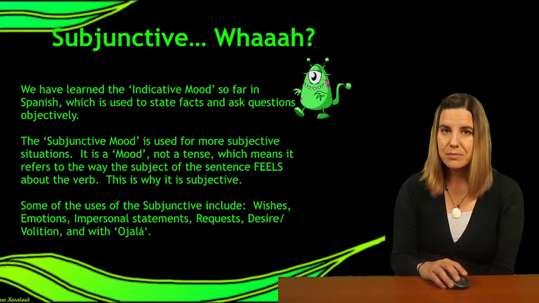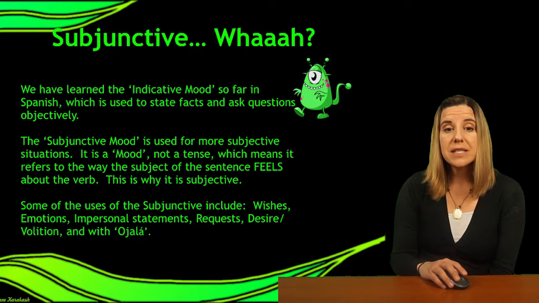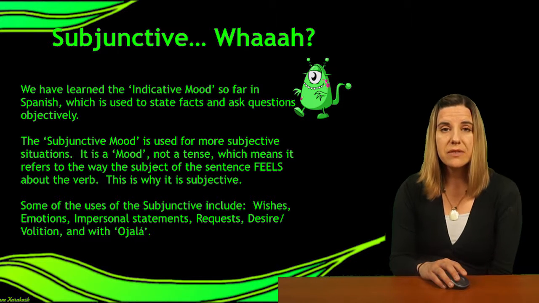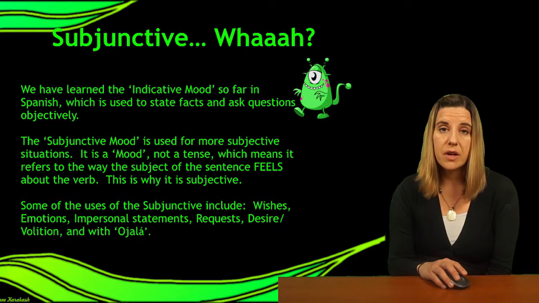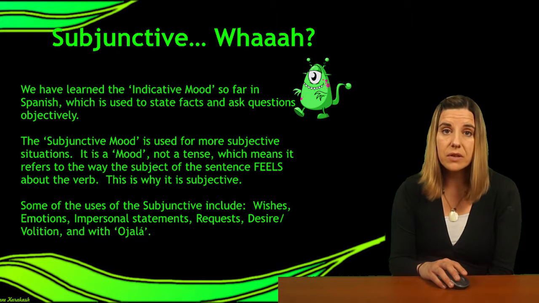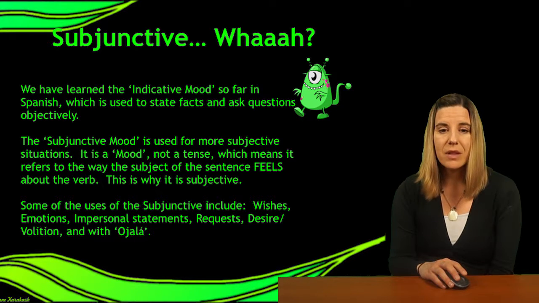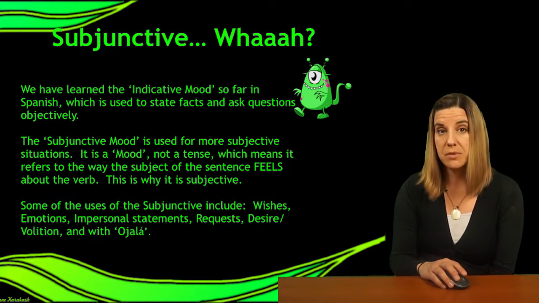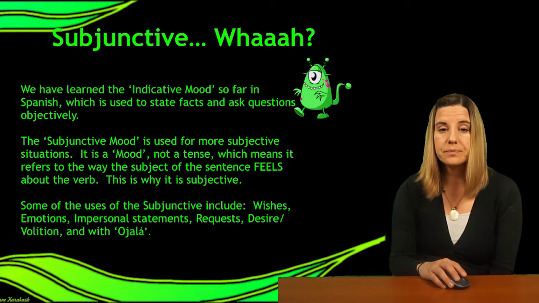So what is the subjunctive? So far, we've learned that the indicative mood is used to state facts and ask questions objectively. The subjunctive is a little bit more subjective. It's a mood, not a tense. So what it really refers to is how the subject in the sentence feels about the verb that's happening. This is why it's a little bit more subjective. So it's kind of easy to remember that subjunctive is subjective. Indicative is objective.